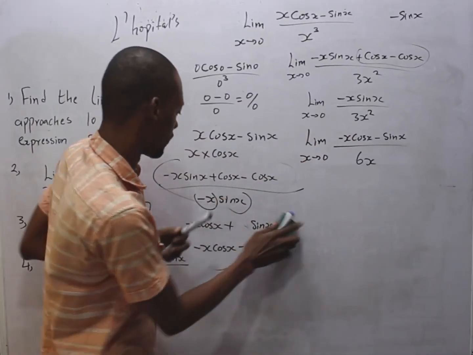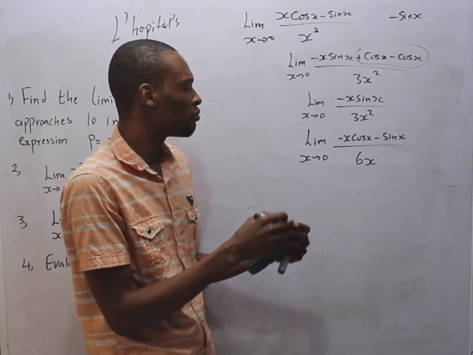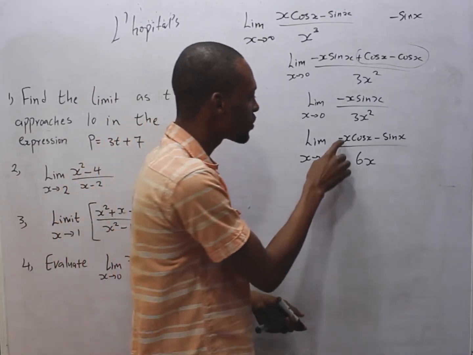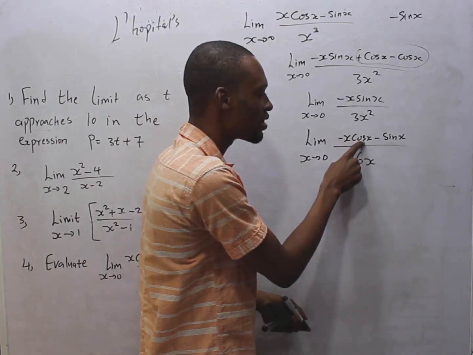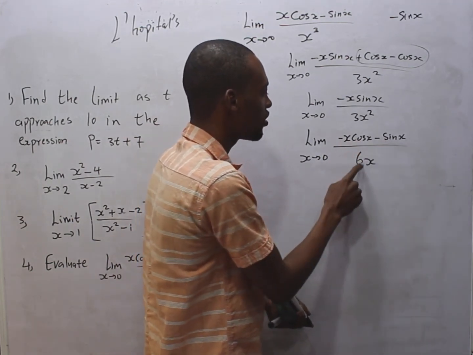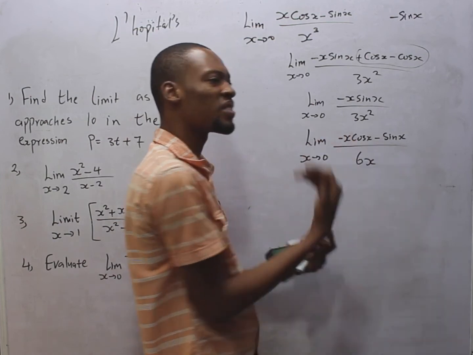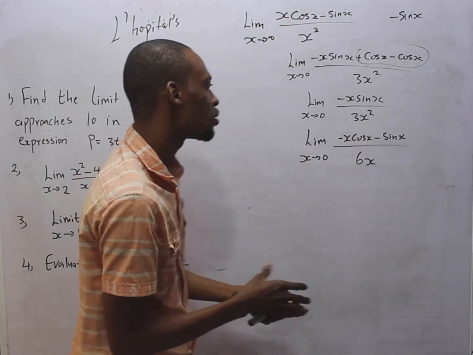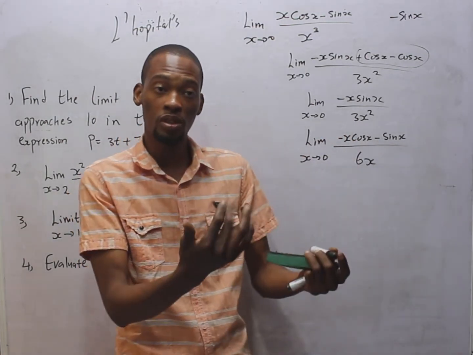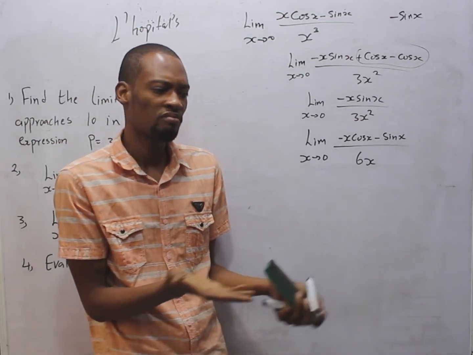So now we are here. By direct substitution, this will give you 0 times 1, 0. This is 0. 6 times 0, 0. So you still have 0 over 0, undefined. So we need to apply L'Hopital's rule for the third time now.